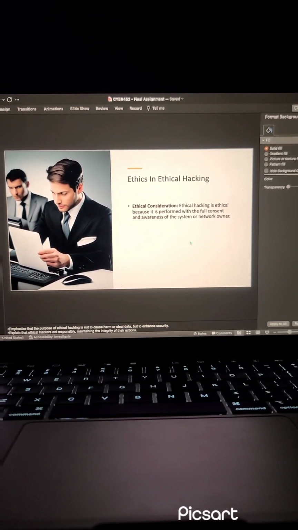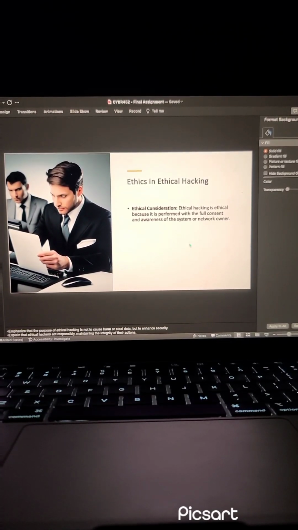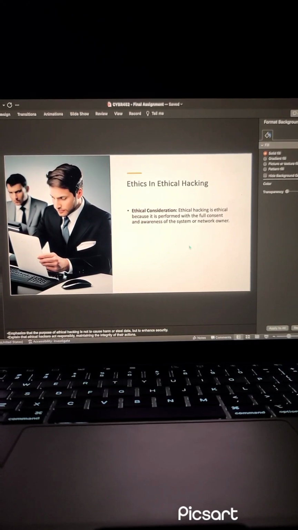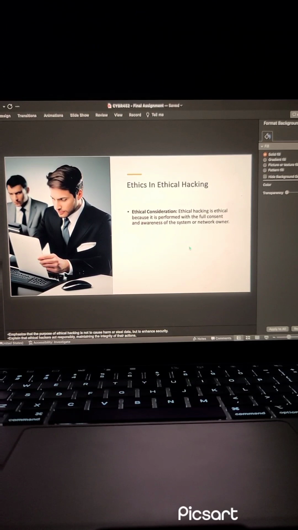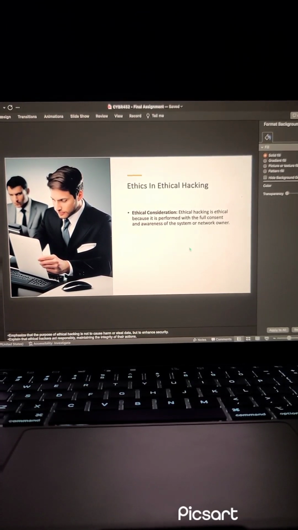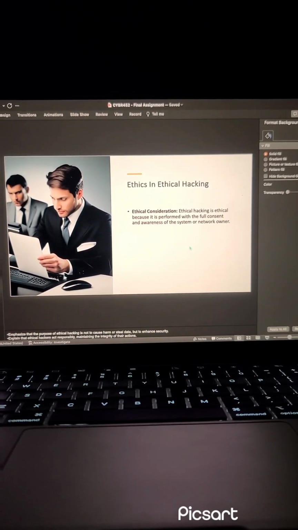The goal of ethical hacking is not to cause harm or steal data, but to enhance security. Ethical hackers act responsibly, maintaining the integrity of their actions.